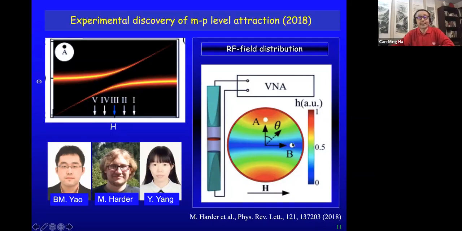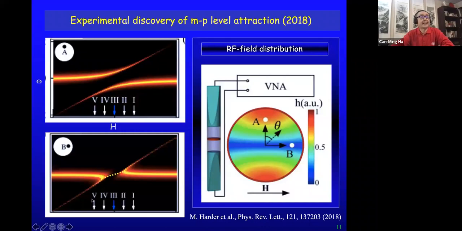Surprisingly, if you put the YIG at the node position, where the Kvt microwave field is very weak, then suddenly what they see is this type of level attraction behavior. This magnon and the photon mode in the Kvt, as if they are coupled now by a kind of frictional force.